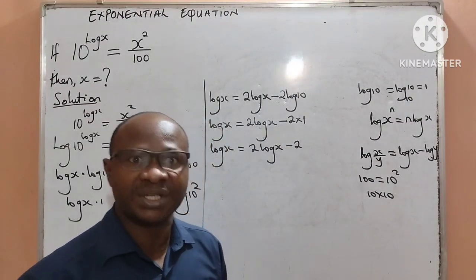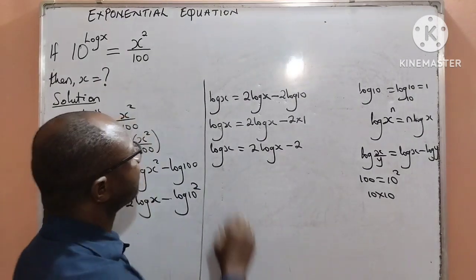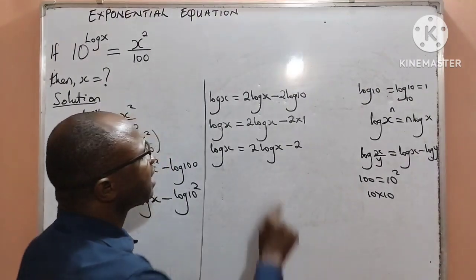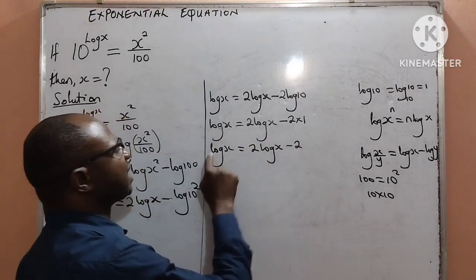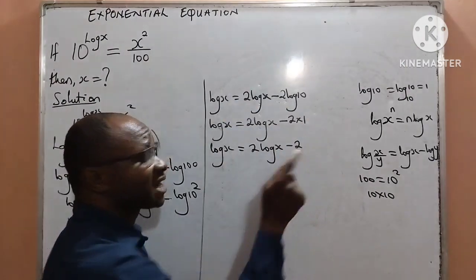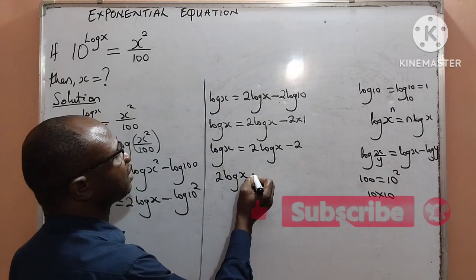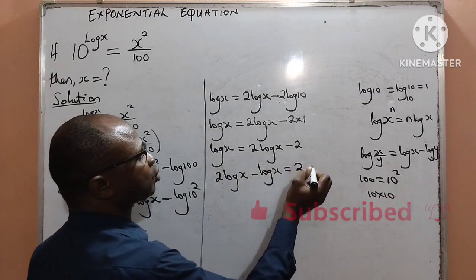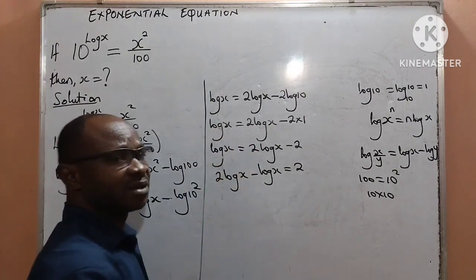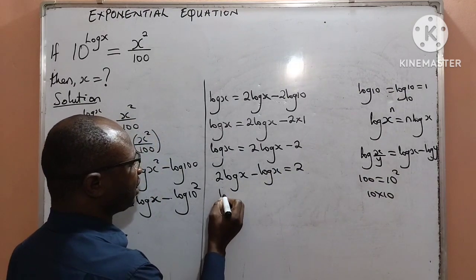At this point, we're almost done with the solution. What I will do next, I want to collect like terms. I want to make x to be on one side, because if you look at it now, you will notice with me that I have x by the left hand side and I also have x by the right hand side. Therefore, let me move this minus 2 from the right hand side to the left hand side so that it becomes positive 2. And then I move this logarithm of x from the left hand side to the right hand side so that it becomes minus log x. Therefore, I will now have 2 the logarithm of x minus the logarithm of x is equal to positive 2. Now, 2 log x minus log x is simply going to give me the log of x equal to 2.